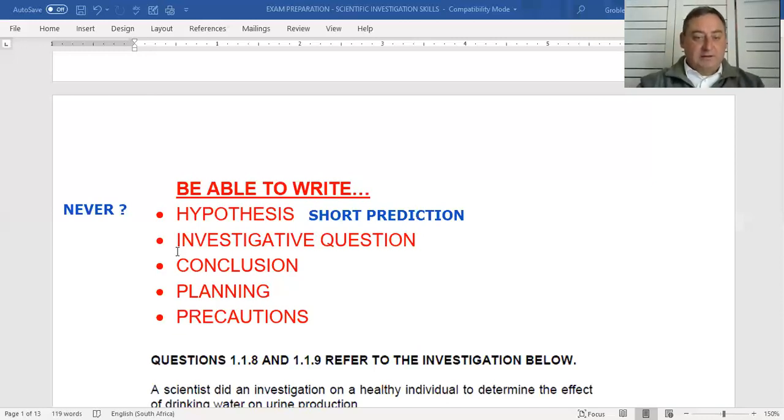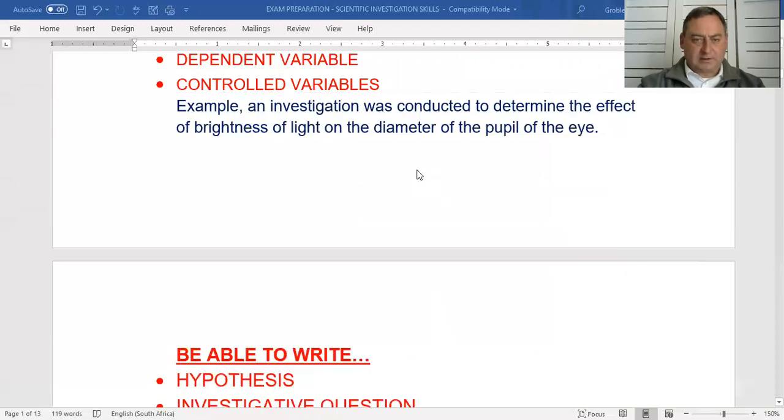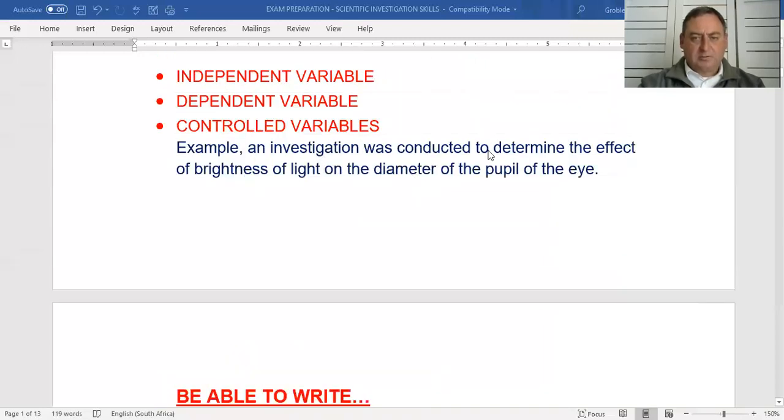So what will be the investigative question when you look at this study that we're talking about here? Like in this investigation, it was conducted to determine the effect of brightness of light on the diameter of the pupil of the eye. Can you quickly formulate now something different? It's not a hypothesis. Now the examiner asks you, formulate an investigative question. You can do that. Quickly get a question in your mind. Yes, something like, what is the effect of brightness of light on pupil size, question mark. That's investigative question. You score 2 marks for that.